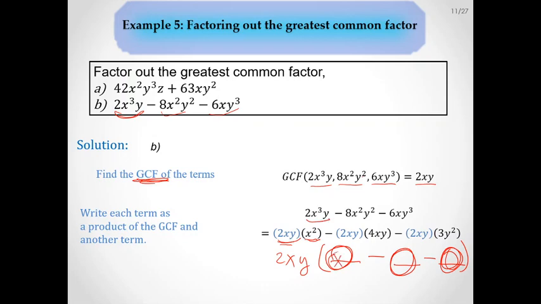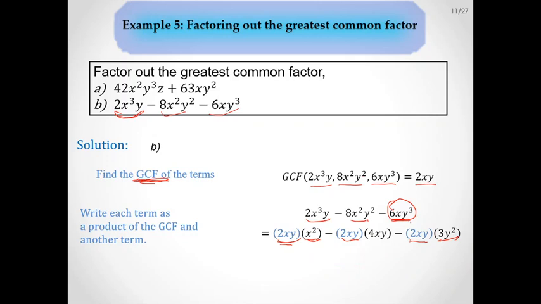So you can say x squared, and then what times 2xy makes 8x squared y squared? So it will be 4xy. And you can think the same way. What times 2xy makes 6xy cubed? So you can do it one by one, or you can do it like this, whatever you like. And then you can put the common factor out. So then we have this one. So this is the factor. So we factored out the greatest factor, 2xy.